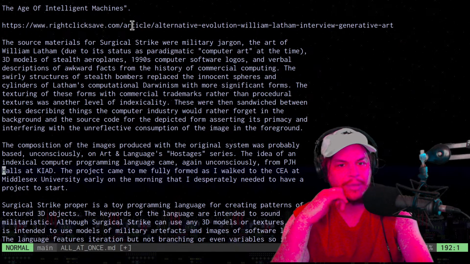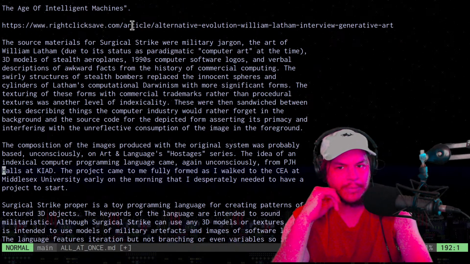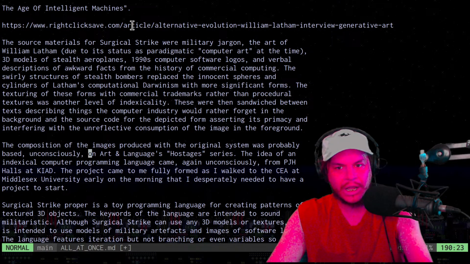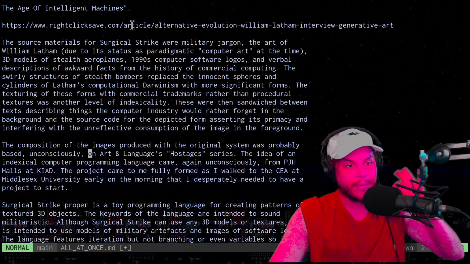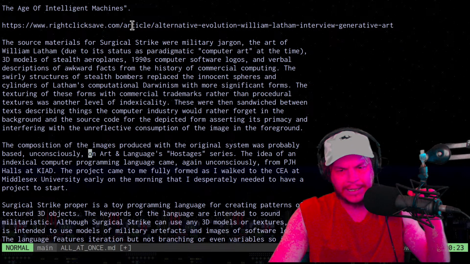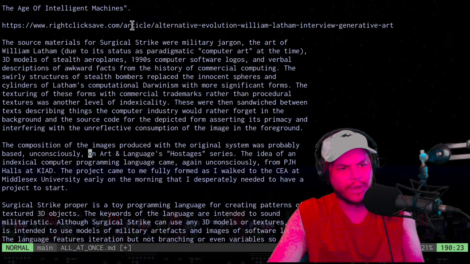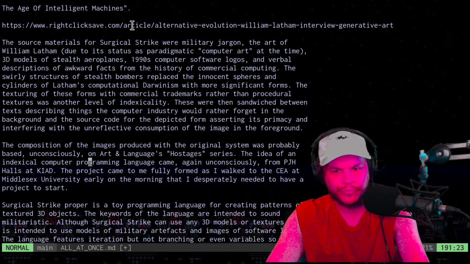The composition of images produced with the original system was probably based unconsciously on Art and Language's Hostage series. The idea of indexical computer programming language came again unconsciously from P.J.H. Hall's Kiad. The project came to be fully formed as I walked to the CEA at Middlesex University early in the morning. I desperately needed a project to start.